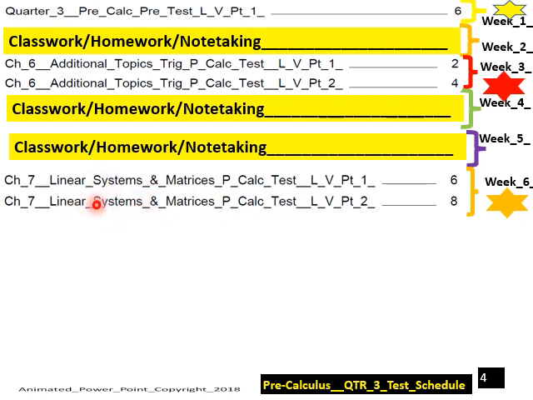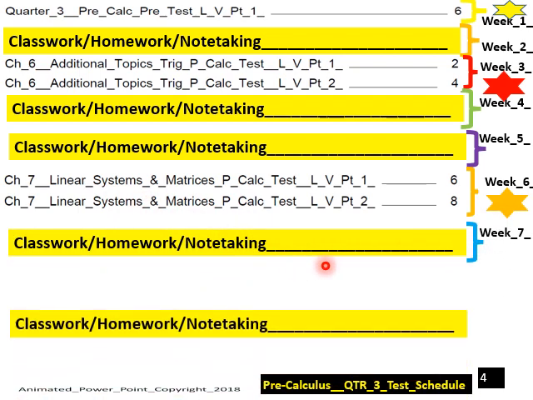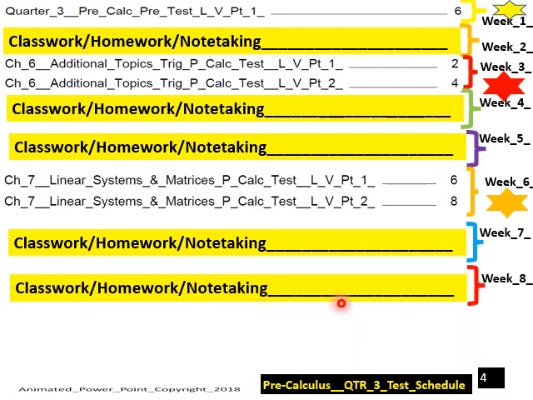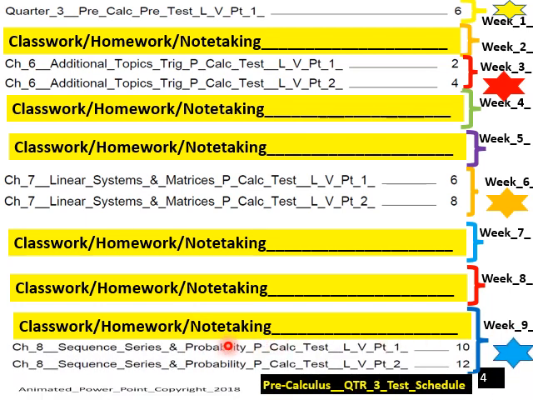And then week 6, we have chapter 7, linear systems and matrices, pre-calculus tests there, part 1, part 2 for chapter 7 on week 6. And then week 7, more classwork, homework, note-taking, for week 8. And then week 9, we start out with classwork, homework, note-taking, and we finish up week 9 with the chapter 8 test, part 1, part 2 for sequences, series, and probability. That's your syllabus for quarter 3.